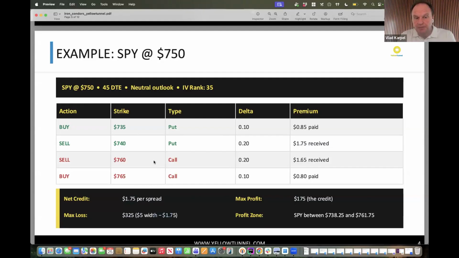The width of the strikes, I'm doing a $5 spread on each leg. If it was a $10 spread, then it would be $10 minus the credit, but it's the difference in strikes minus the credit you receive, right? And then you have your profit zone. Right? If we drop close to 735 or we go higher than 761, right? The credit that you receive at $1.75, then you're going to start losing money.